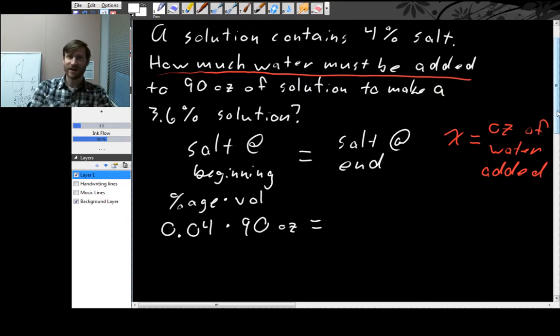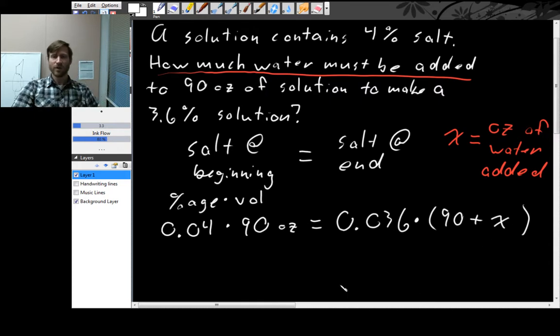On the right-hand side of the equation, we need to write the salt that is in the solution at the end. So that again is going to be percentage times volume. The percentage of the solution at the end, though, is 3.6%, so that's 0.036 times the volume of the solution at the end. Well, we started with 90 ounces, but then we added X ounces, so the volume at the end is 90 plus X. All right, you can see this has turned into an equation, and X is the only variable, so we just need to solve this equation for X.